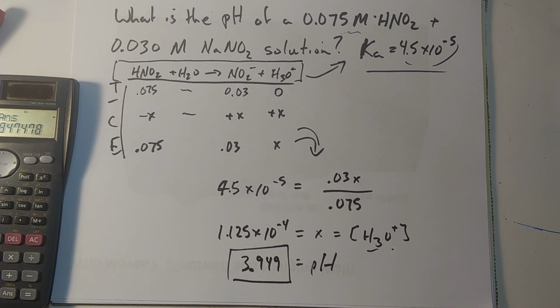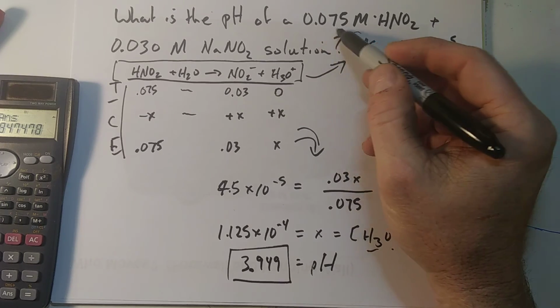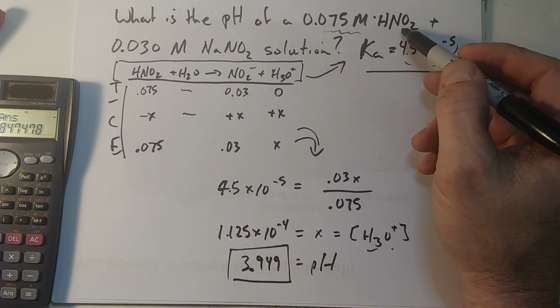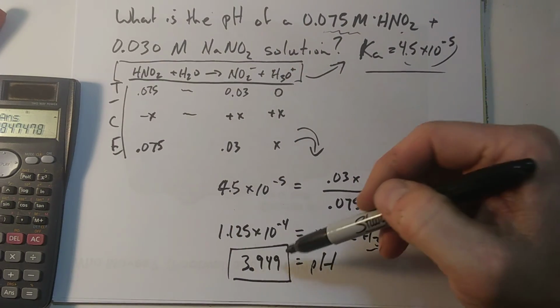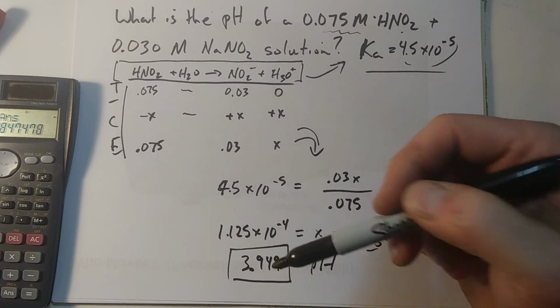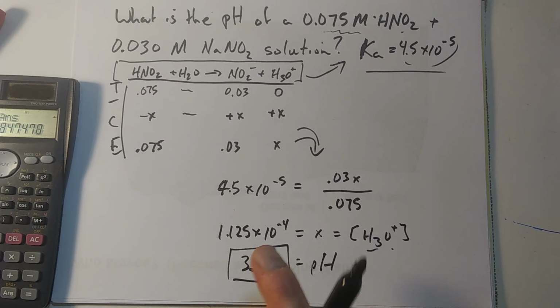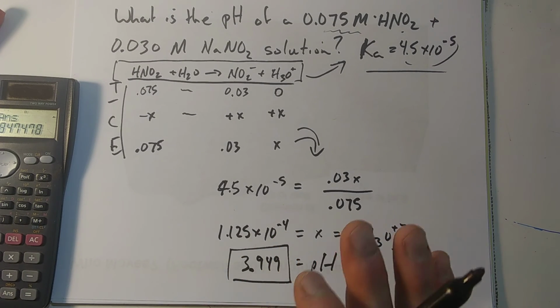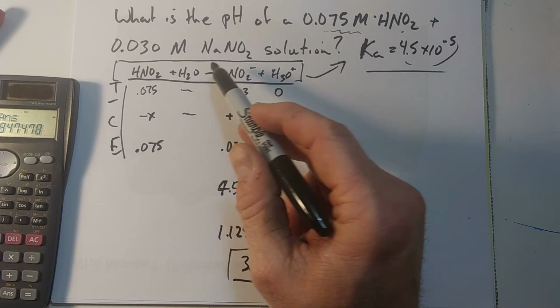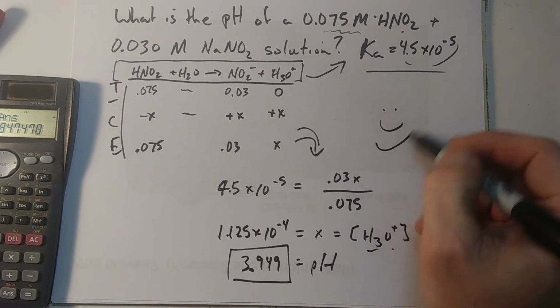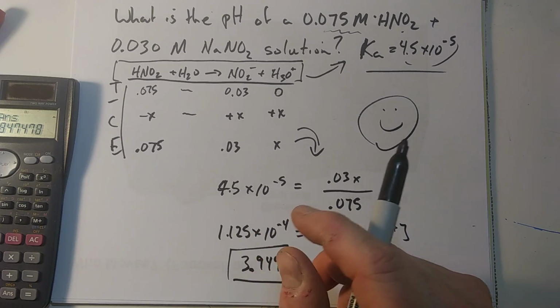So I guess some thoughts on this. Does it make sense? Well, we do have a little bit higher concentration of the acid in this buffer than we do the base. So that tends to maybe argue why this would be a little bit lower than the pKa. So make sure you do your math just to make sure, but that seems to make sense. We're a little bit lower because we have more acid than we do the base. And that's how we find the pH of a buffer solution.